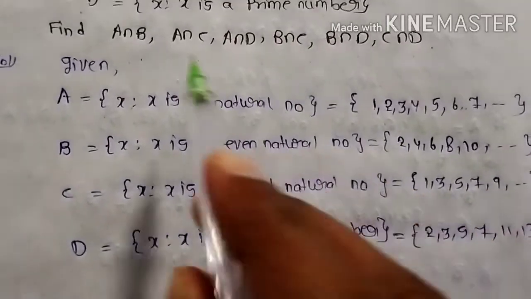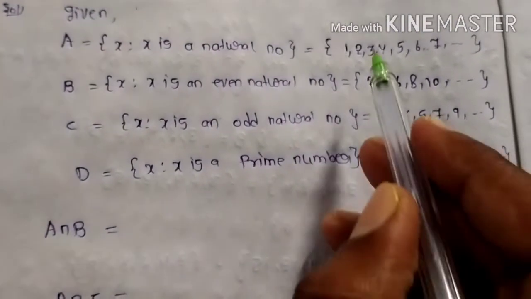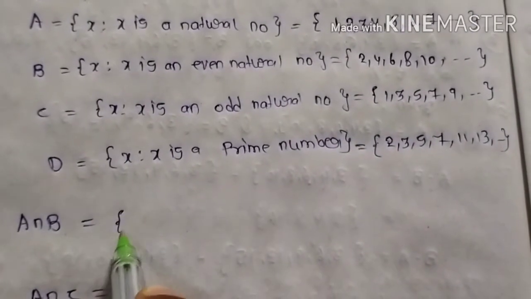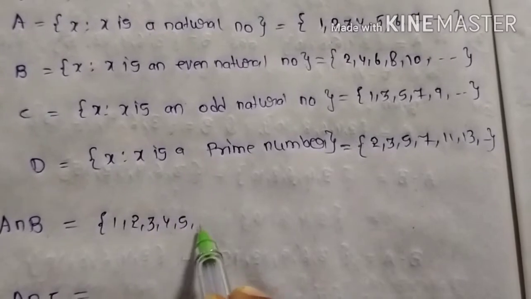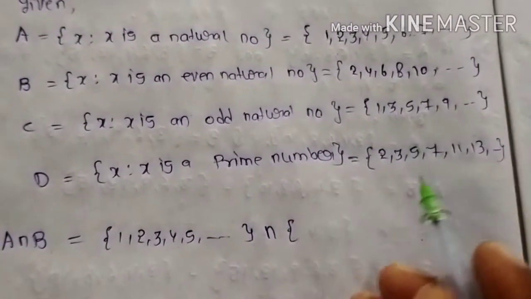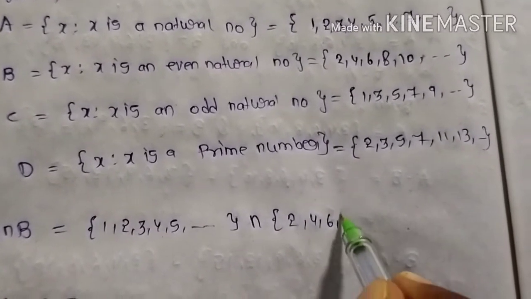Now you can see what they are asking here. First one, A intersection B. A means the natural numbers, so I am taking 1, 2, 3, 4, 5 and so on. Intersection B means 2, 4, 6, that means all even natural numbers. Yes or no?